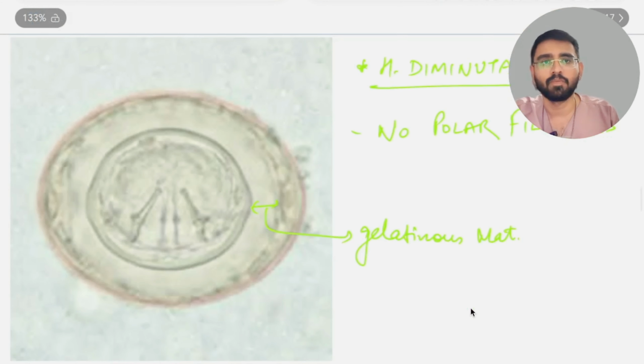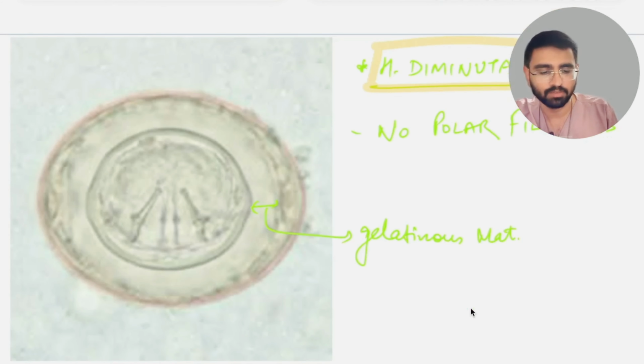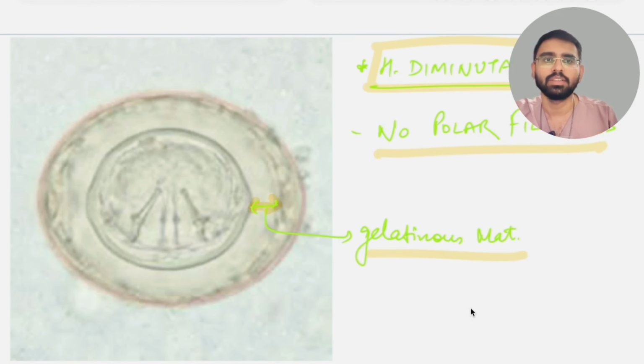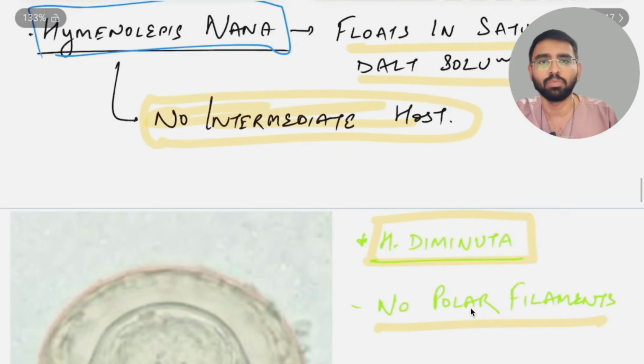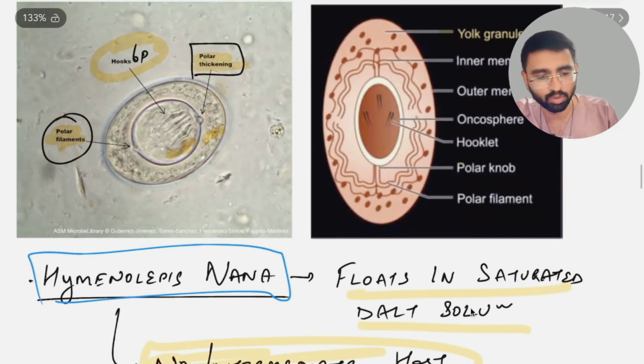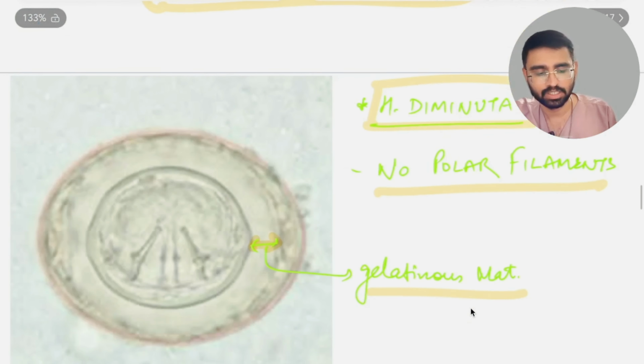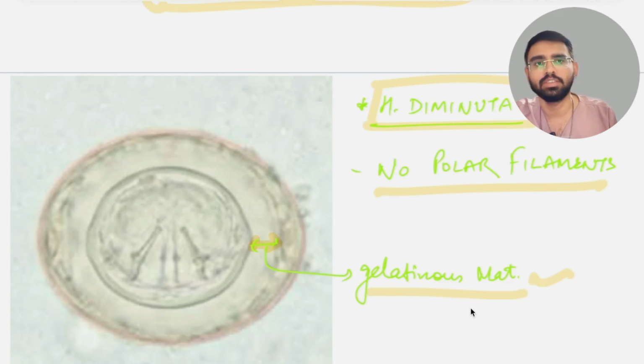Next is, we can say, the small brother of H. nana, H. diminuta. It has no polar filaments, and there is gelatinous material present between the inner membrane and outer membrane. There are yolk granules in H. nana between the outer and the inner membrane, but there is gelatinous material in H. diminuta.